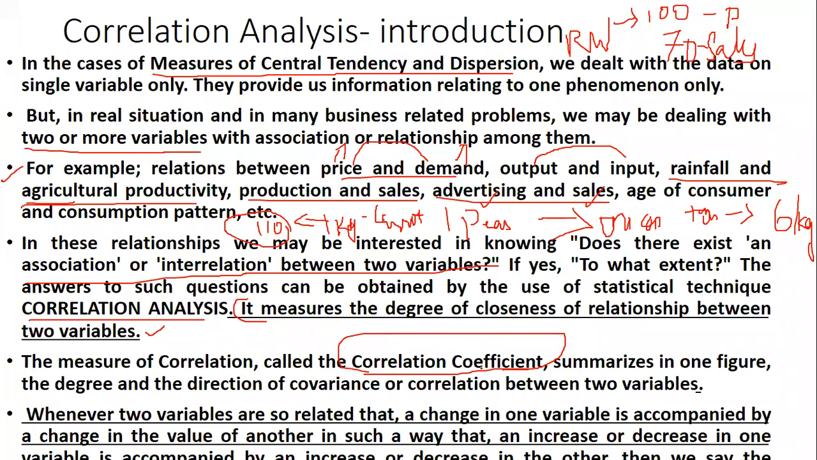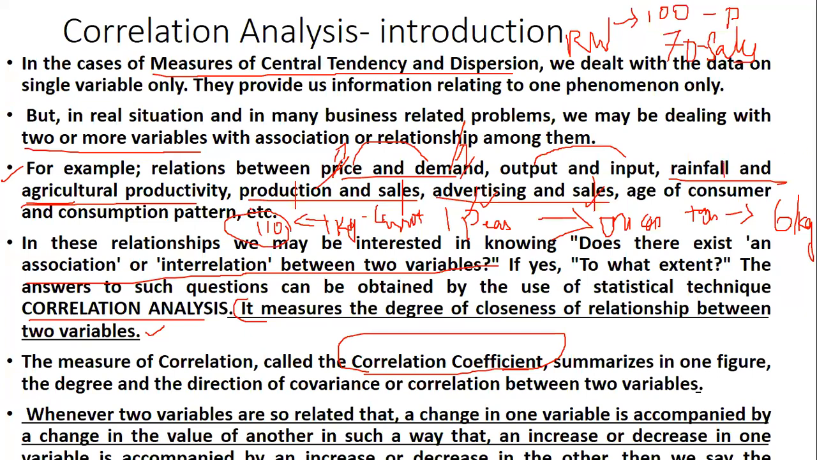Okay, so this correlation coefficient will help us understand the closeness between the two factors that we are considering. And then whenever two variables are so related that a change in one variable is accompanied by a change in the value of the other. So if advertising changes, sales will change. If production changes, sales will change. If demand changes, price will change. If price changes, demand will change.